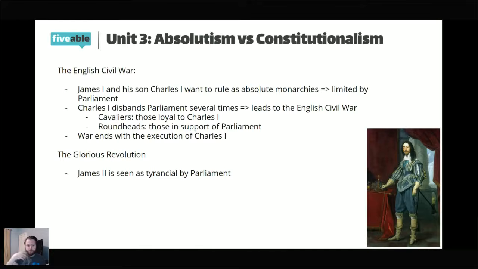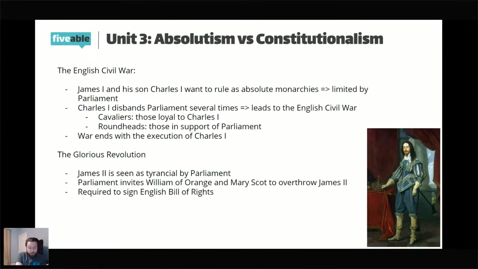But James II is seen as tyrannical by Parliament. Really, this is religiously motivated. James II is a Catholic, and he has a Catholic son. That's pretty much it. And he's seen as this tyrannical king, ignoring the wills of Parliament, which is partially true, but really it was religious. Parliament didn't want to deal with a Catholic king. They needed an Anglican king. So what do they do? They send out an invitation to William of Orange and Mary, his wife, to overthrow James II, and that's Mary's father.